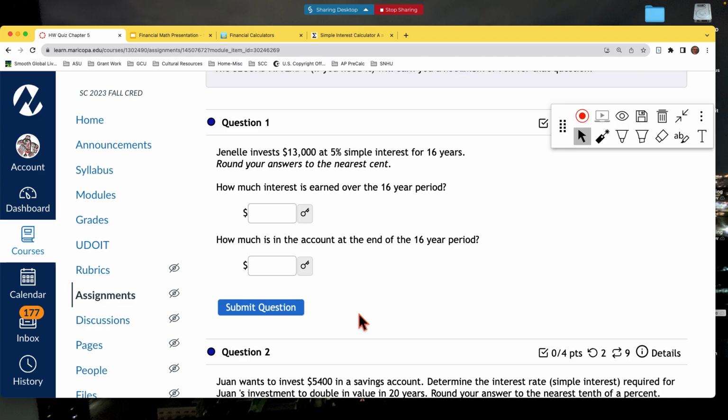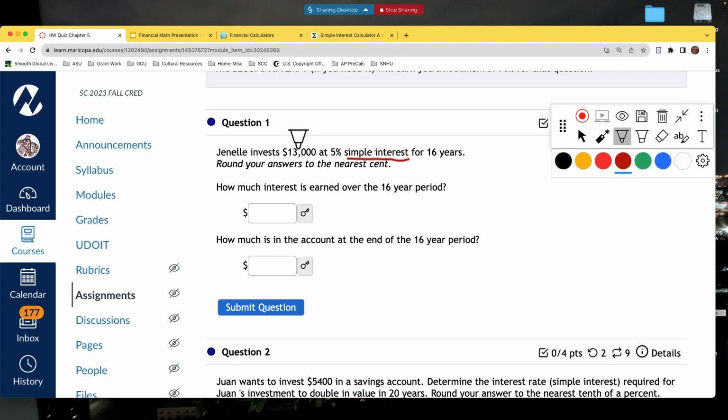Janelle invests $13,000 at 5%, simple interest. So one of the things you want to look at is whether the interest is simple or compounded. If it's simple, we have to use the simple interest calculator. Okay, 13,000, 5% for 16 years. Round your answers to the nearest cent.